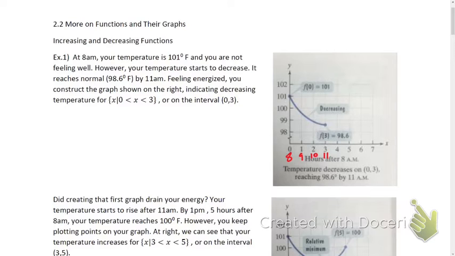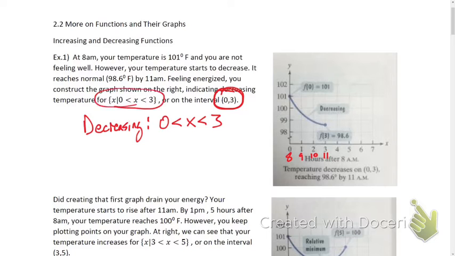So I would describe that graph on the right as decreasing on the interval 0 to 3. And as you see, it's typed right above this. I'm okay with you writing this also. Or if you want to be real formal, you can write it like this, but I'm okay with this, as long as I can tell what x values it's going down.